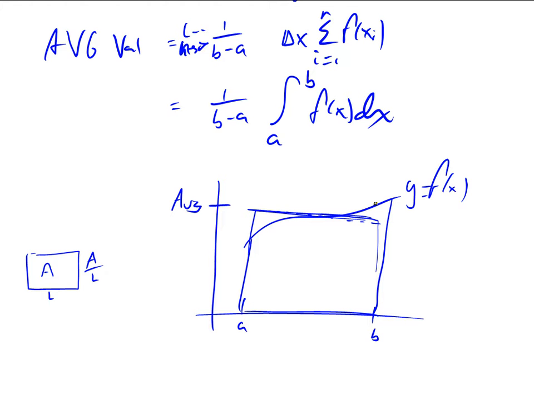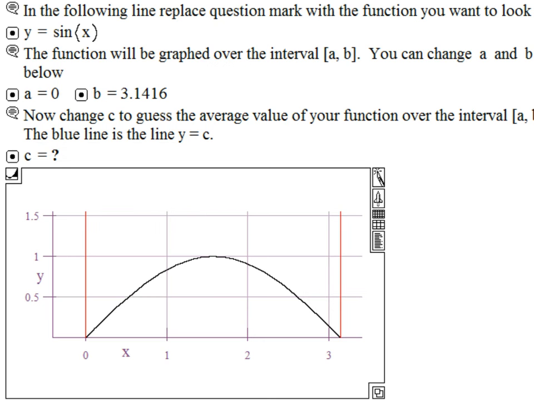I want to switch to another application here. So here's an example. I have y equals the sine of x between 0 and, well, pi, close enough, 3.1416. I want to know what's the average value of that function. Well, it goes up as high as 1 and down as low as 0. My first estimate is maybe the average value is a half. So from 0 to 1, right in the middle would be a half. So I'm going to take a guess of the average value as 0.5.